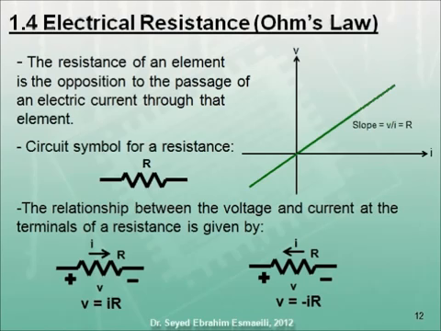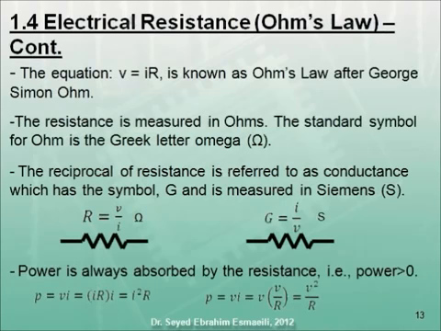Following the passive sign convention, and as illustrated in the two figures at the bottom of the slide, V equals IR when the current is flowing in the direction of voltage drop. V equals minus IR when the current is flowing in the direction of voltage rise. The equation V equals IR, or R equals V over I, is known as Ohm's law, after George Simon Ohm, a German physicist who established its validity in the 19th century.